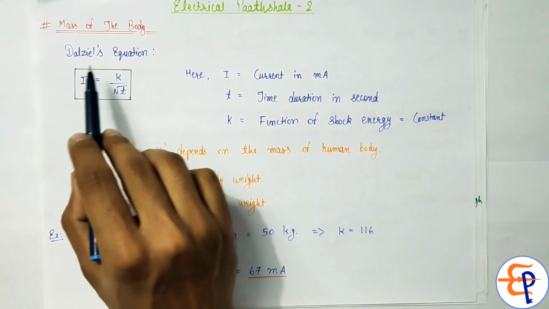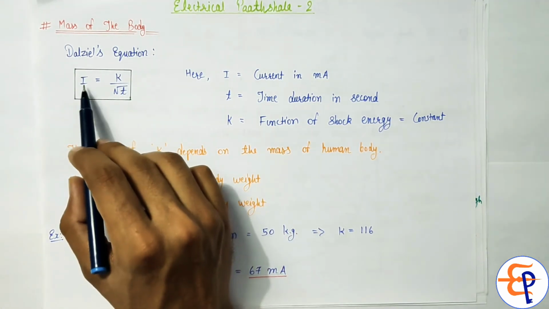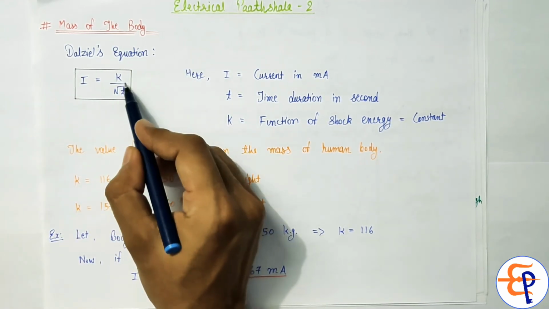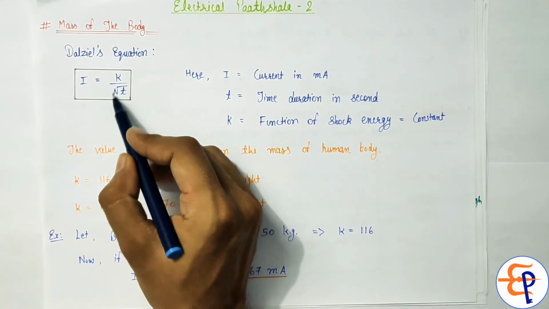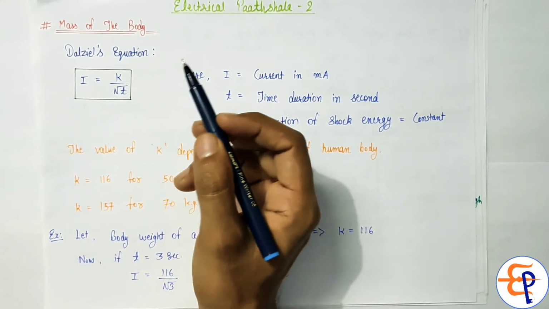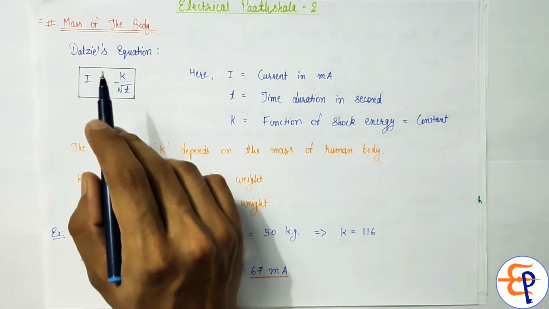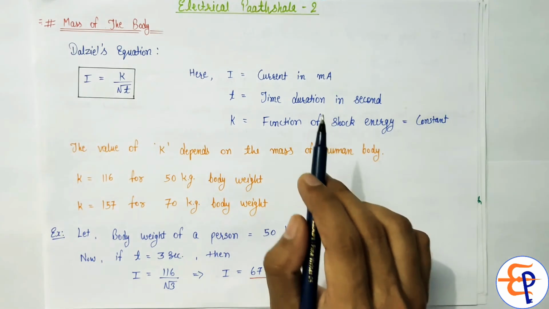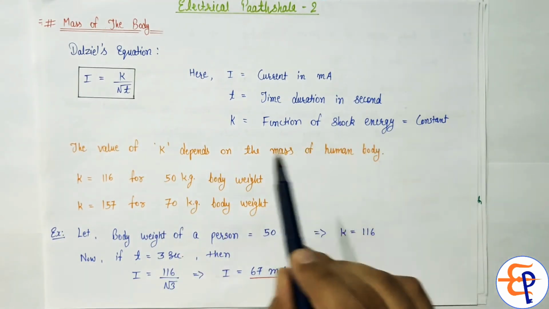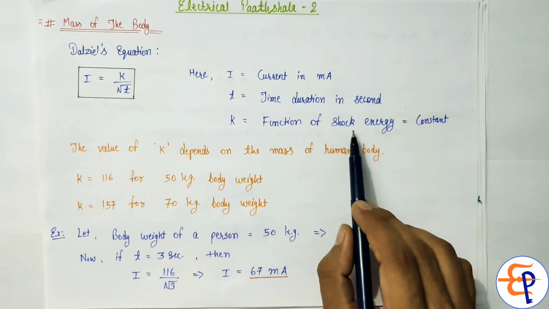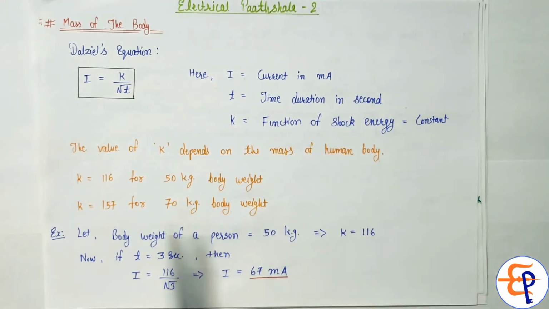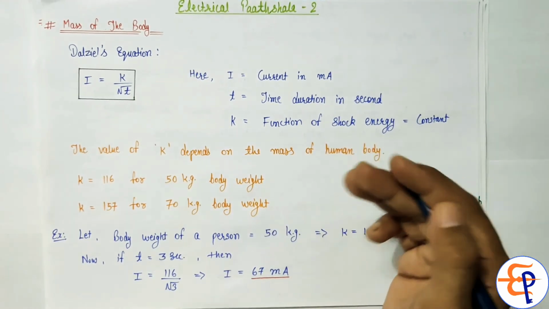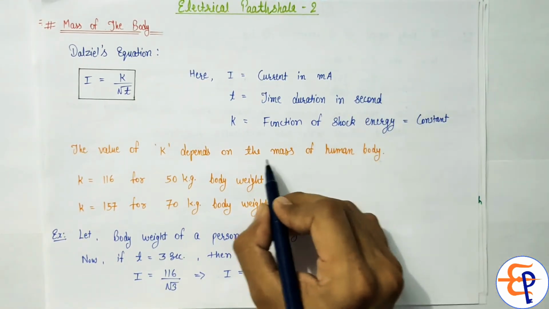So guys, it means that Dalziel's equation states that a person can withstand I magnitude of current flowing through his heart up to T duration without going into ventricular fibrillation. So that's what Dalziel's equation tells us. Now guys, in this equation, I is current in milliampere, T is time duration in seconds, and K is a function of shock energy, which is a constant, and the value of this constant K depends on the mass of the body. That's why I was saying that the electric shock intensity also depends on the mass of the body.